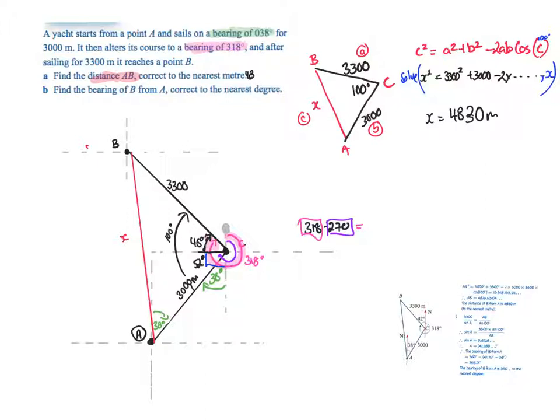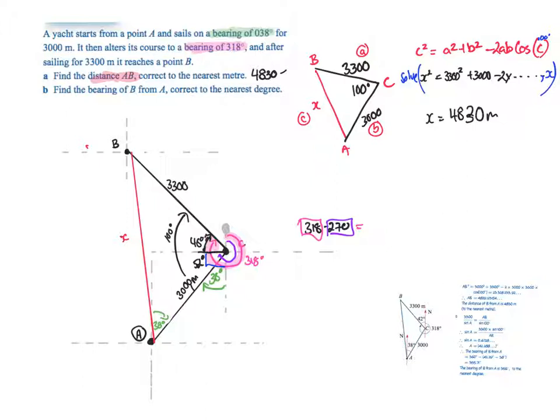Couldn't you just use Pythagoras? You could, no, because it's not a right angle triangle. So you can't use Pythagoras. You can only use it if it's a right angle triangle. So this one wasn't. So there's the answer for that.